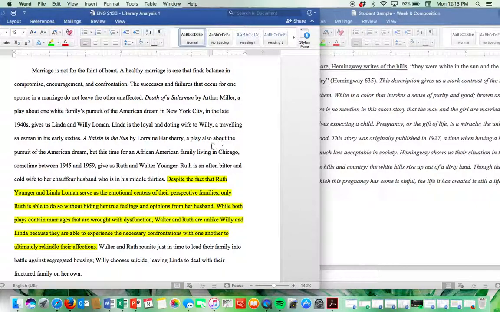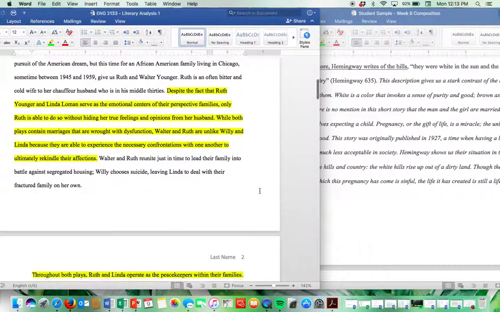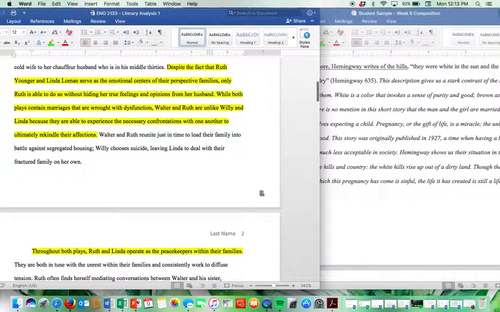And then we introduce each text that we'll be talking about. So she introduces Death of a Salesman by Arthur Miller, and she introduces A Raisin in the Sun by Lorraine Hansberry. So we know which texts we're talking about, who wrote them, and we get a few sentences of context. We make it down here to our thesis statement, and this thesis is going to be the roadmap for the rest of the paper.